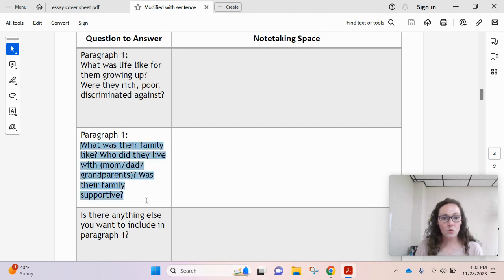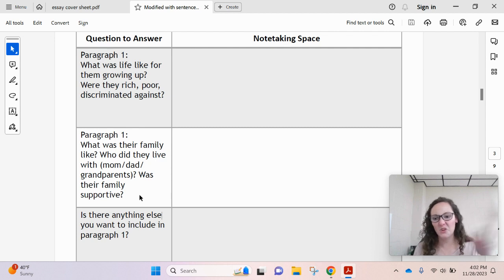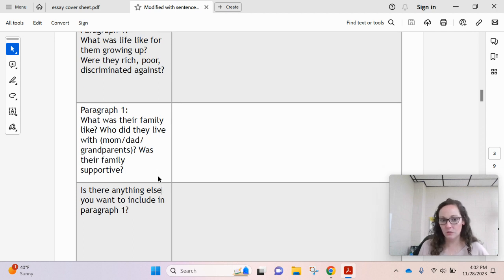This next question, what was their family like? Who did they live with? Did they live with their mom, their dad, their grandparents, siblings, aunts and uncles, friends? Was their family supportive? So did they support whatever they're famous for? Did they support them going forward and working through the obstacle to get where they are now? Or were they not supportive? Maybe they thought, you know what, you'll never be able to do this. Don't even try. Okay, you need to research something like that.